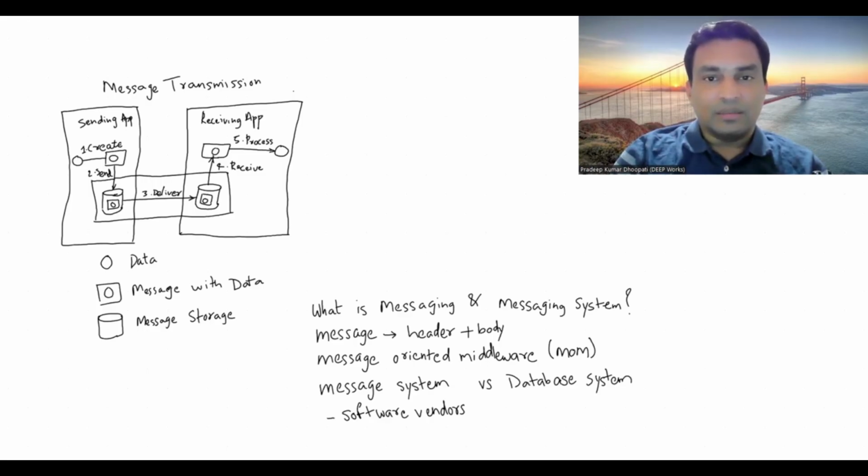Similarly, messaging system is about sending messages from one computer to another computer, or one program to another, in a reliable fashion, where the sender can send the data or the message without worrying too much about how that message is delivered to the receiver, or whether the receiver will receive the message at all. So to do that, we have messaging system.